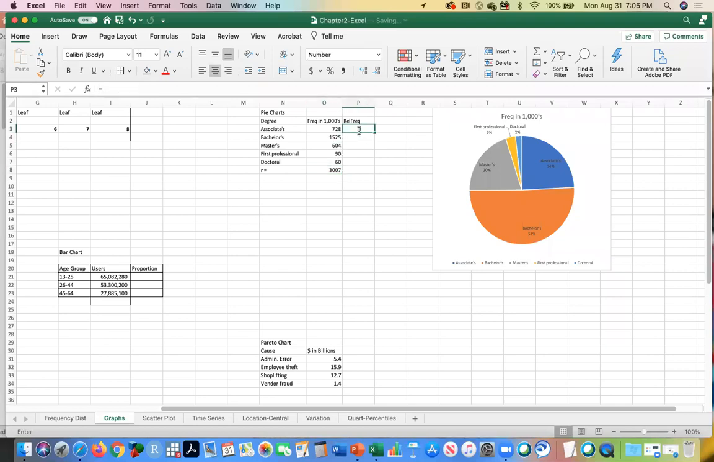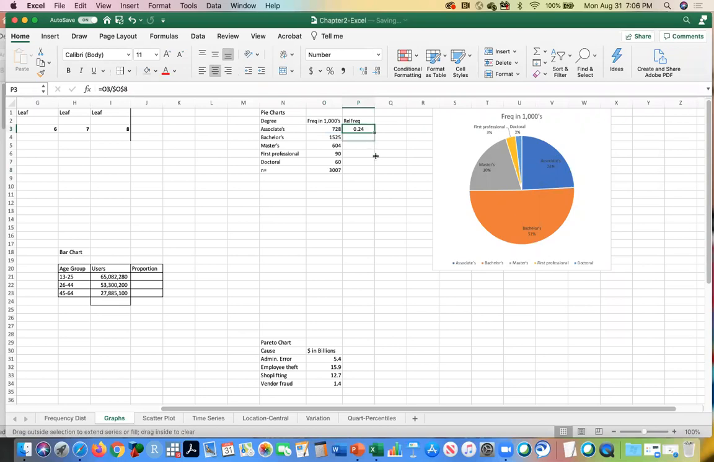Then I'm gonna find the frequency. I'm gonna say frequency divided by the sample size. And remember, in this case, I am adding a $ sign because the sample size is gonna be always the same in the computation of all of them. So as you can see, associate 24% is correct.